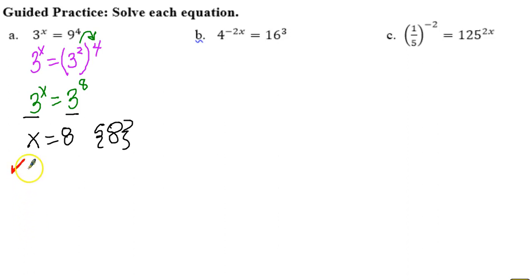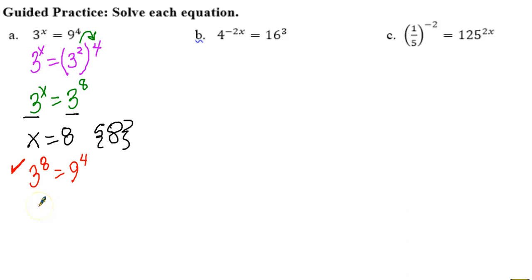And I'll do a little check here where I say 3 to the 8th equals 9 to the 4th. You can plug that into your calculator. They'll both be fairly large numbers, but you can see that it's actually true by plugging it into your calculator. I don't have my calculator opened up. Somebody have one?